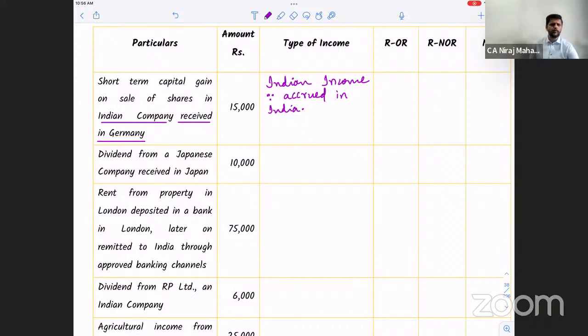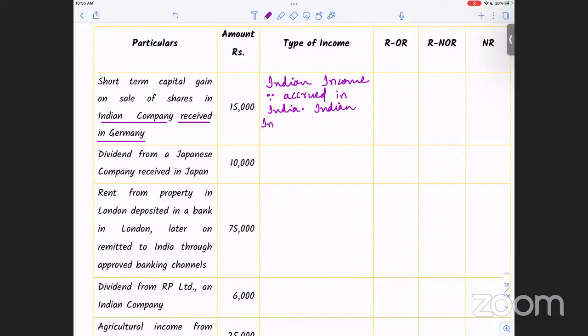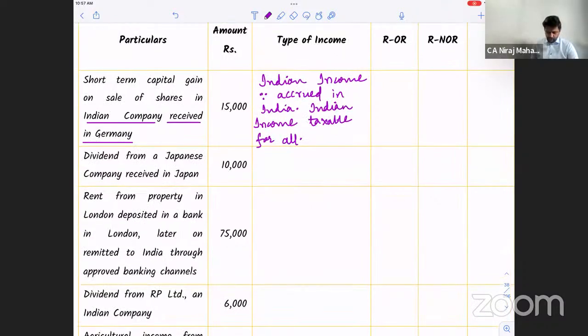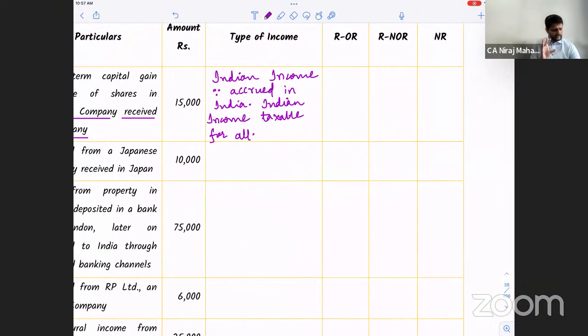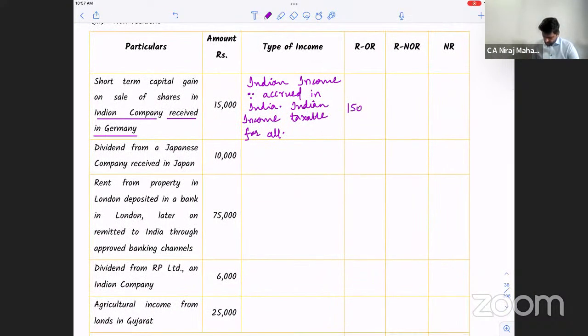What will be the answer? Is Indian income taxable for all three? Yes. Indian income is taxable for all. I'll not repeat this again and again, but Indian income is always taxed for all of them. So I'm writing 15,000 here, 15,000 here, as well as 15,000 here. Clear? We'll go ahead.